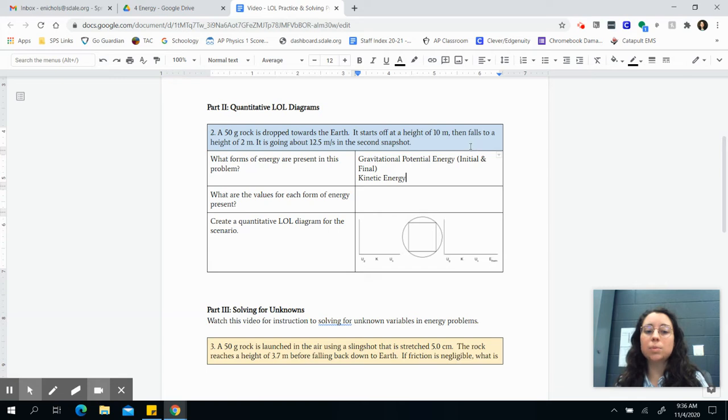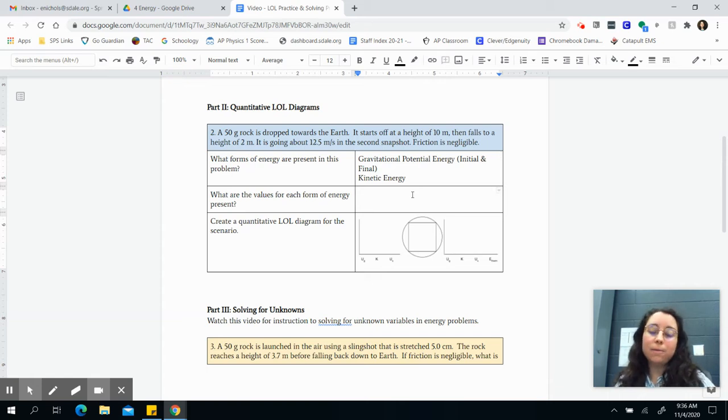I meant to say in this one that there is going to be no friction. I have no friction this time. So we know that the kinetic energy is in the second snapshot. There's no springs, nothing's being stretched or compressed, so there's no spring energy. And since there's no friction, there is no thermal energy. Great. Now we just need some values.